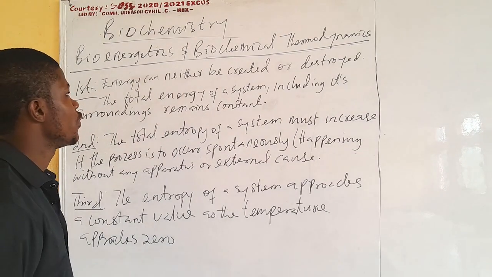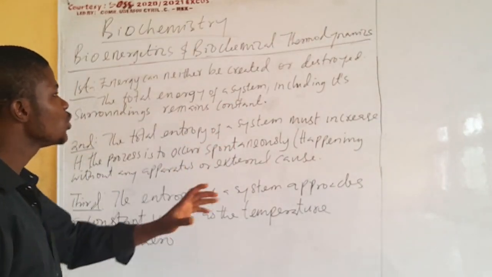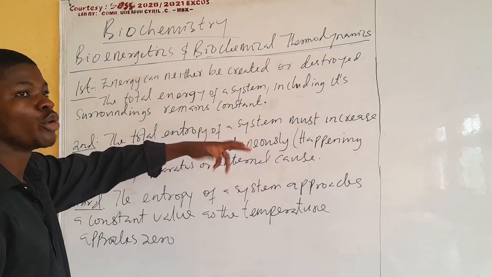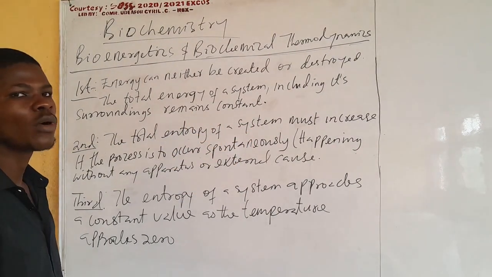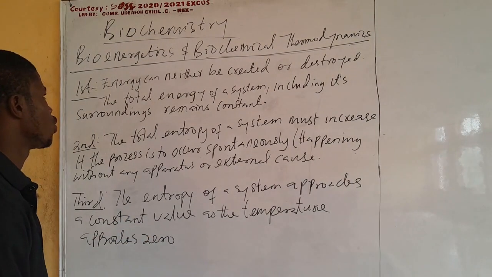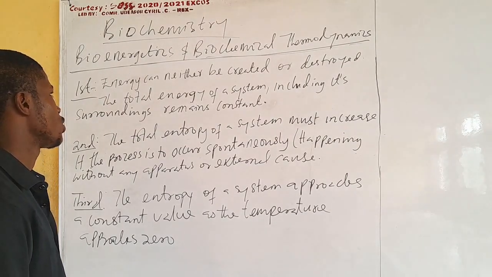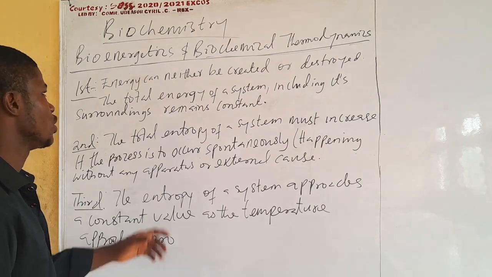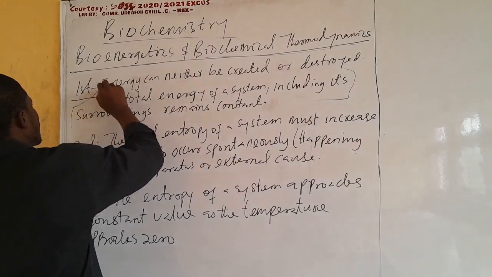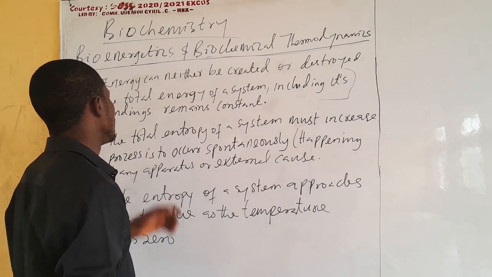Or a more professional way of defining and explaining the first law of thermodynamics is that the total energy of a system, including its surroundings, remains constant, but it can move from one form to another. Meaning that it cannot be created or what? Destroyed. So when you are asked to write on it, it is preferable to give them this definition.